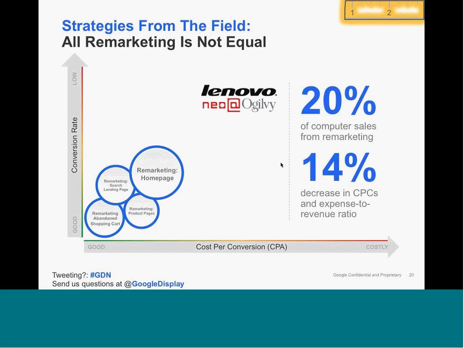Let's take a quick look at a case study of Lenovo. So their goal was to drive online sales of Lenovo computers within a desired ROI. Their approach was they tagged product pages and all high-traffic pages, and they created separate lists for general visitors, abandoned shopping cart, and purchasers. Then they served ads that were tailored to these groups featuring specific products and promotions. They adjusted bids, ads, and lists for continued optimization. The results were really good. Remarketing drove 20% of campaign total orders. Their CPCs for remarketing ads were 14% lower than campaign CPCs, and they reduced the expense to revenue ratio by 14%.